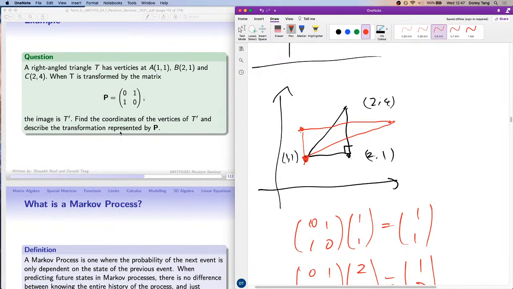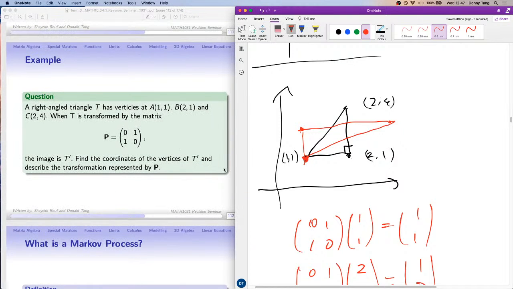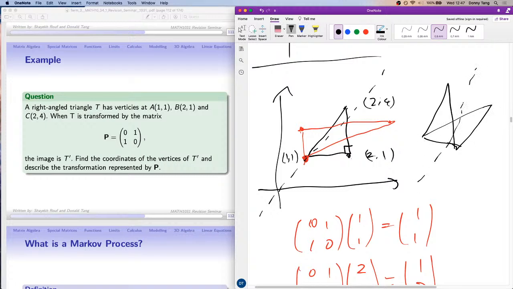So now you have to describe the transformation represented by P. In this case, you have to realize what the actual transformation is. When you swap the x and y coordinates, the transformation happens to be a reflection across the line y equals x. So you have a line y equals x here, and what you're doing is flipping it across, right? So it's going to look sort of like this, and the line y equals x comes across the middle. But I'm not very good at drawing that.